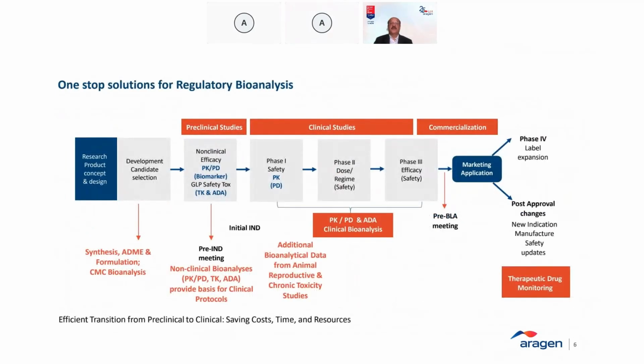At Aragen Biosafety Solutions, we are your partner for regulatory bioanalysis. We start partnering with you from the beginning, when you have a molecular concept. We synthesize those compounds for you, including small molecules as well as large molecules. We support them through formulations and CMC bioanalysis. And once you have a lead candidate, we support you through GLP safety assessment, including toxicokinetics and immunogenicity assessment. Further, as your program moves into clinical studies, we support you through clinical bioanalysis from phase 1 to phase 3 for your samples. And even after your molecule is launched, we help you to understand the efficacy of a molecule through therapeutic drug monitoring. We help you with efficient transition from preclinical to clinical, saving cost, time, and resources.